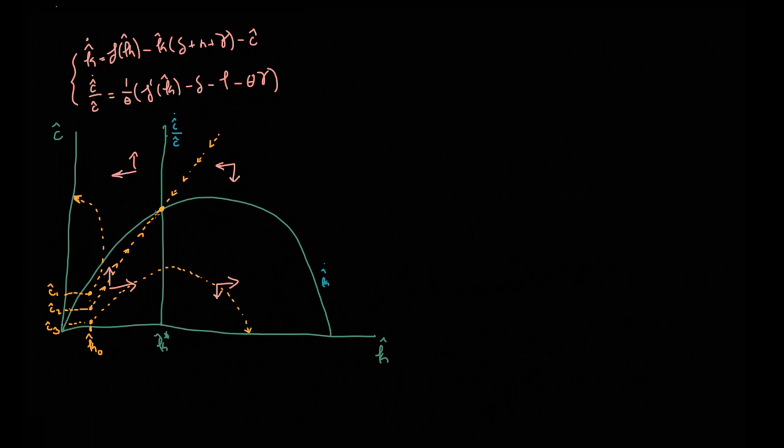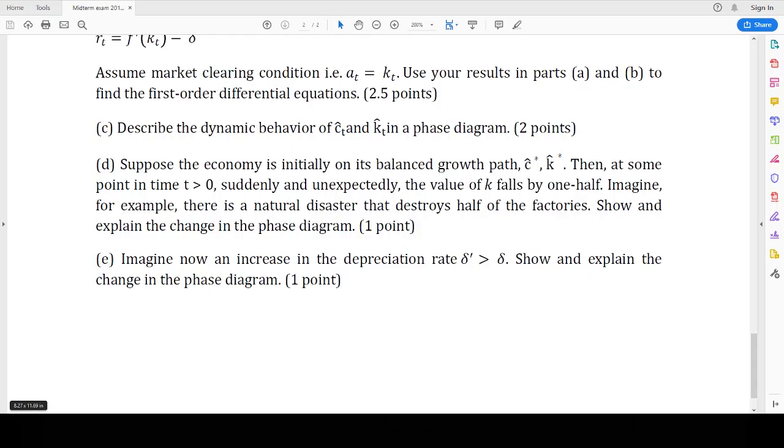So I think that is the complete phase diagram. There's really nothing else you can add to that. So now let's look at the last two questions, because they're pretty brief. Question D says to suppose the economy is on a balanced growth path, so we're in the saddle path. And that's important because once we're in there, there's no reason we would believe that we would fall out.